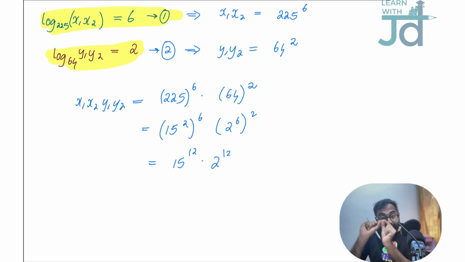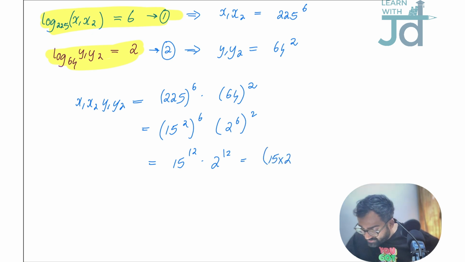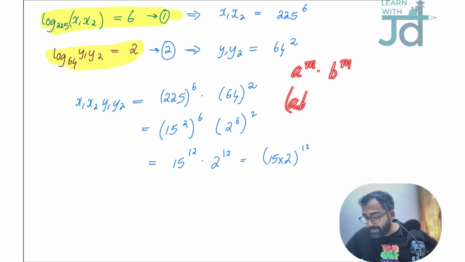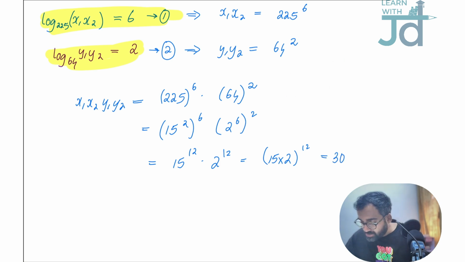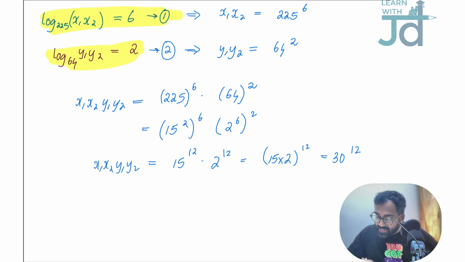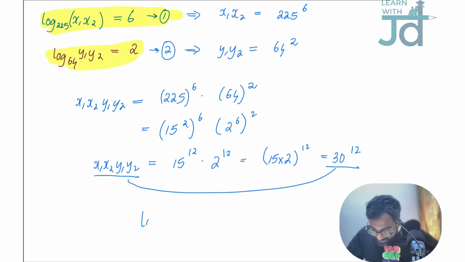Now you see the exponent is the same, so you can club the base together. So we can do 15 into 2 raised to 12, right? Like a raised to m and b raised to m, I can write it as ab raised to m, right? So this is 30 raised to 12. What is x1 x2 y1 y2? This is an algebraic equation. See this one. This is an algebraic equation. So now the base is 30. So from these two equations we can directly write log to the base 30 of x1 x2 y1 y2 will be directly 12.